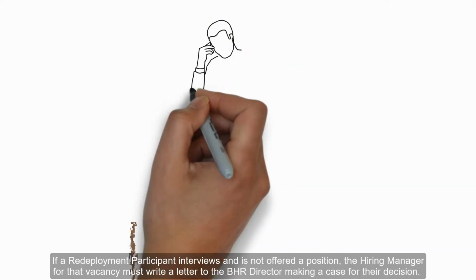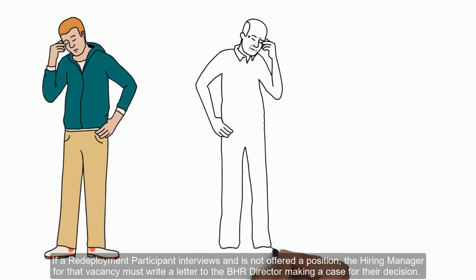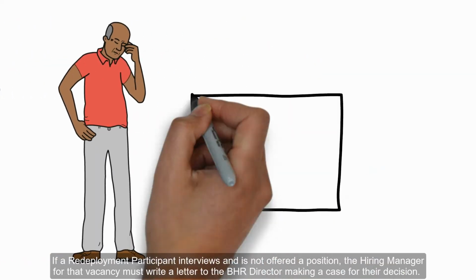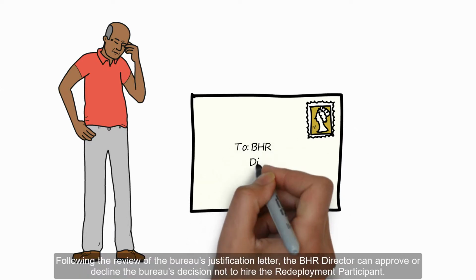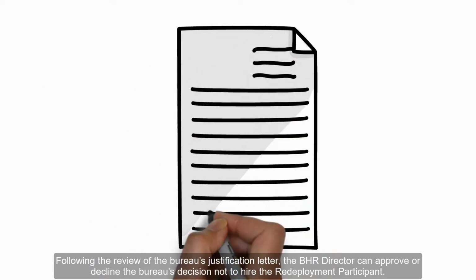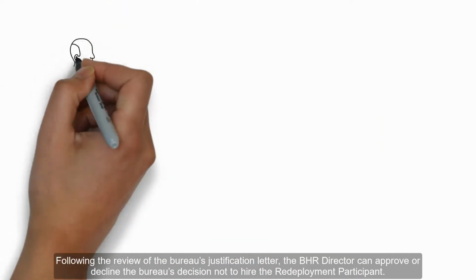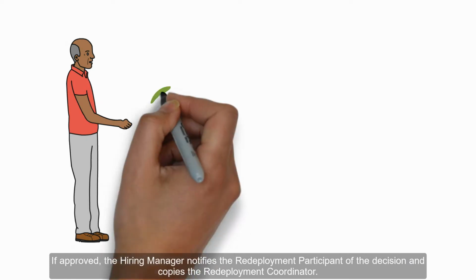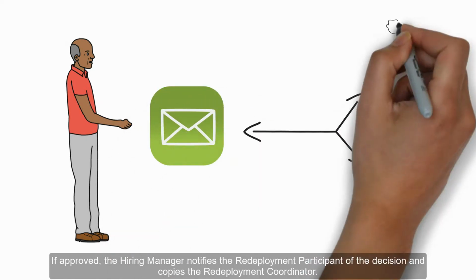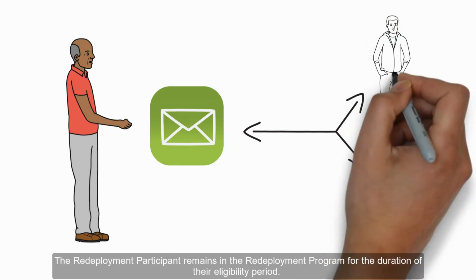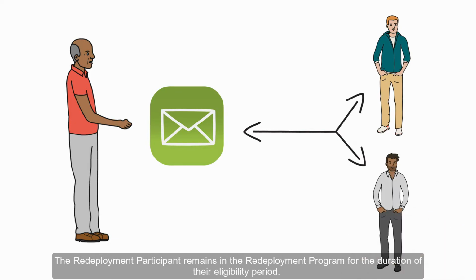If a redeployment participant interviews and is not offered a position, the hiring manager for the vacancy must write a letter to the Bureau of Human Resources Director making a case for their decision. Following the review of the Bureau's justification letter, the BHR Director can approve or decline the Bureau's decision not to hire the redeployment participant. If approved, the hiring manager notifies the redeployment participant of the decision and copies the redeployment coordinator. The redeployment participant remains in the redeployment program for the duration of their eligibility period.